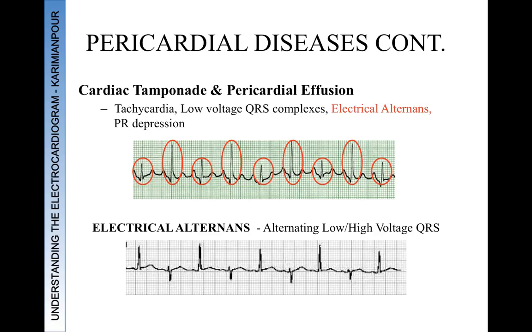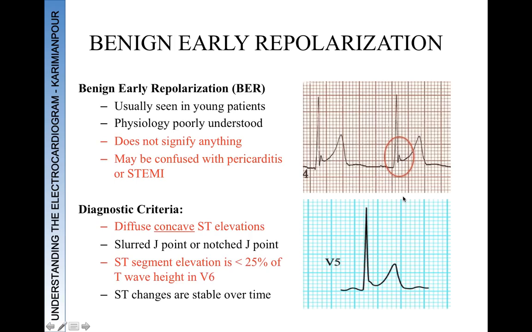The reason for it is that the heart is actually suspended in the pericardium in the sac, and it's attached superiorly to the great vessels, and it's hanging and dangling in the sac. And basically, when there's a lot of fluid within the pericardium, the heart will, with each beat, swing back and forth, and so you get the alternating voltages with every beat.